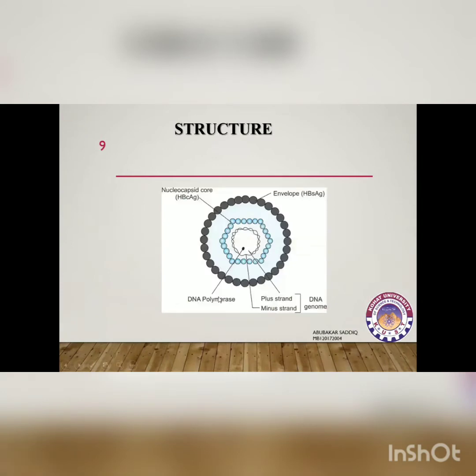So now this is the simple structure of the hepatitis B virus. This black dot indicates the envelope, which contains S antigen, while this blue dot, also called the nucleocapsid, contains C antigen. This black dot is the DNA polymerase, which is the only enzyme present with the virus genome, and the genome contains two types of strand, plus strand and minus strand.